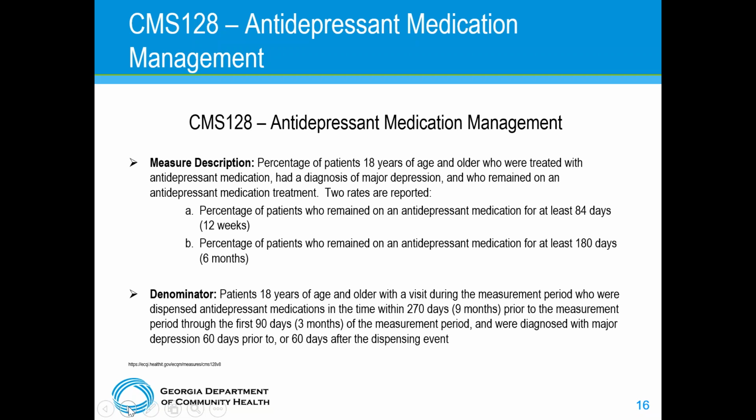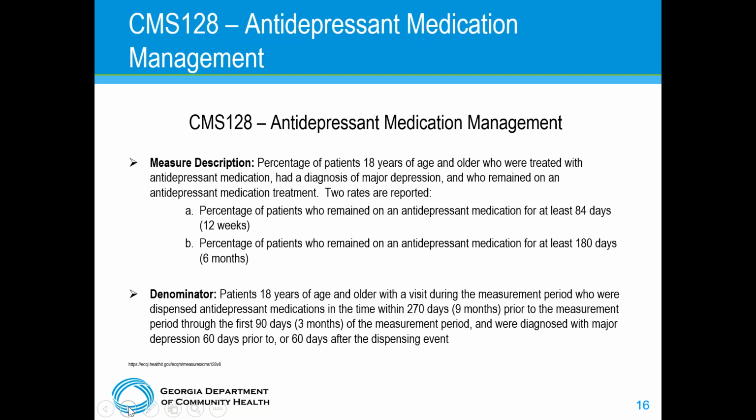Yes. Okay, good. For the measure description, the percentage of patients 18 years of age and older who were treated with an antidepressant medication, had a diagnosis of major depression, and who remained on an antidepressant medication treatment. There are two rates that CMS wants reported. The first one is the percentage of those patients who were on an antidepressant for at least 12 weeks. And the second rate is the percentage of patients who were on an antidepressant for at least 6 months.